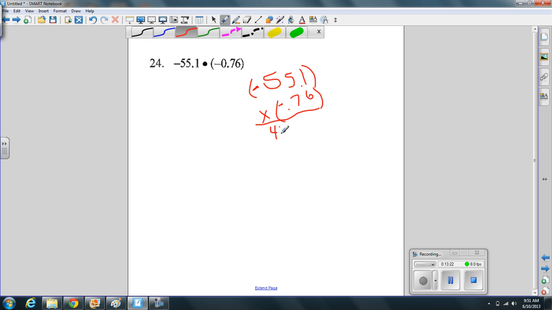So we get an answer of 41876. So there's 2 decimal places here and 1 here. So you go in 3 decimal places all together to get a final answer of 418 and 76 hundredths. Okay, any questions?